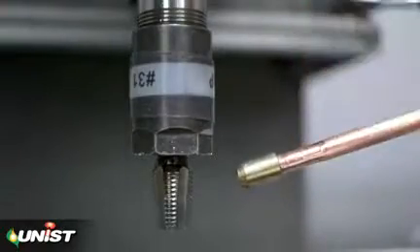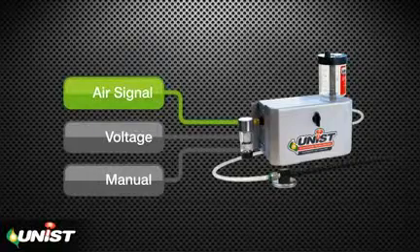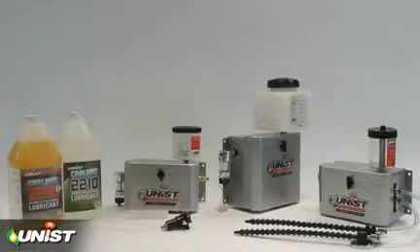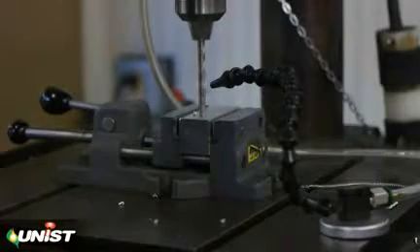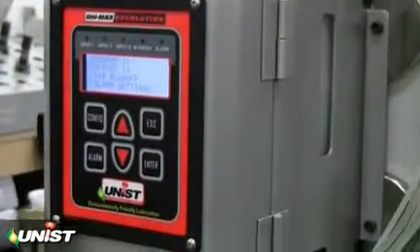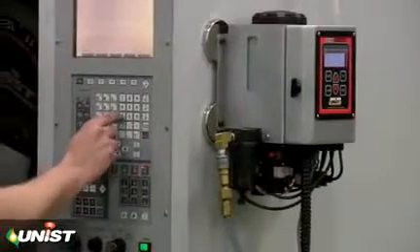Unist systems were designed to easily integrate with your machine and can be triggered using air signals, electronic signals, or simple manual valves. Unist offers a complete line of systems from basic units for open mills, drill presses, and saws to the full-blown Unist Revolution system, which integrates with CNC machines using M-codes.